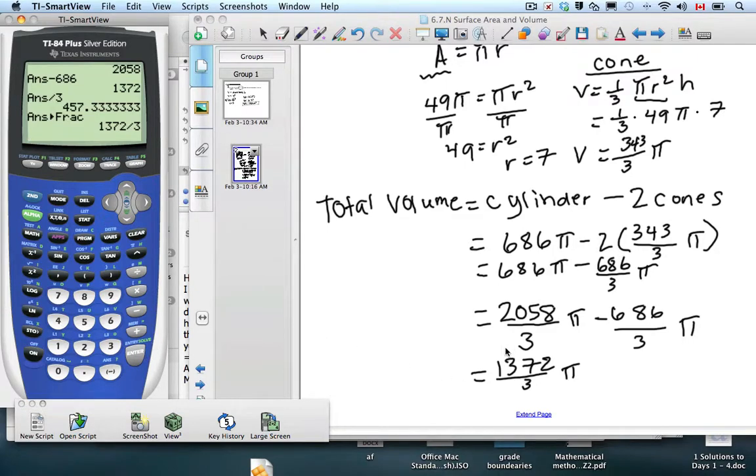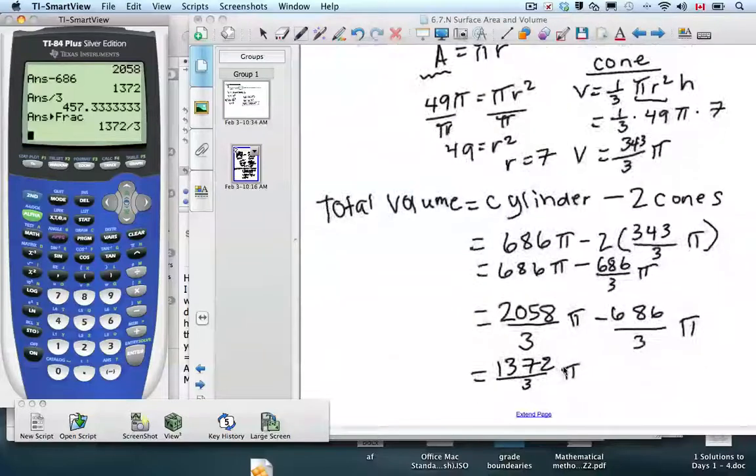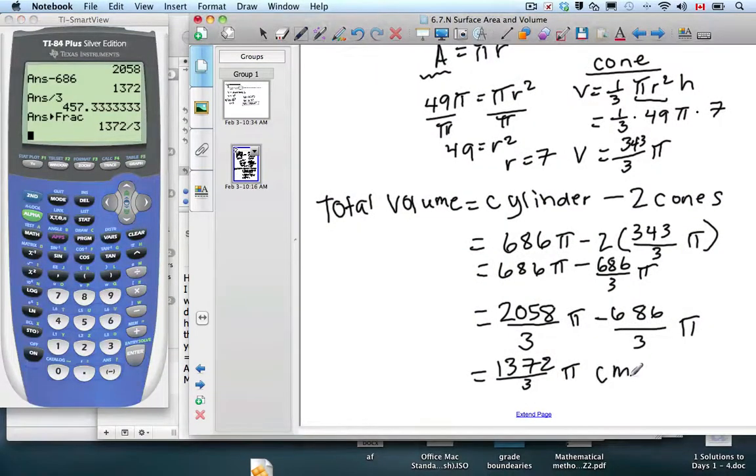So what are our units, though? If we go back up to the top of the page, we can see that it was centimeters squared. So this will be centimeters cubed. Great. And now, believe it or not, that's a famous problem. I forget the details, but it's historical and famous. If anyone wants to find out about it, let us know.